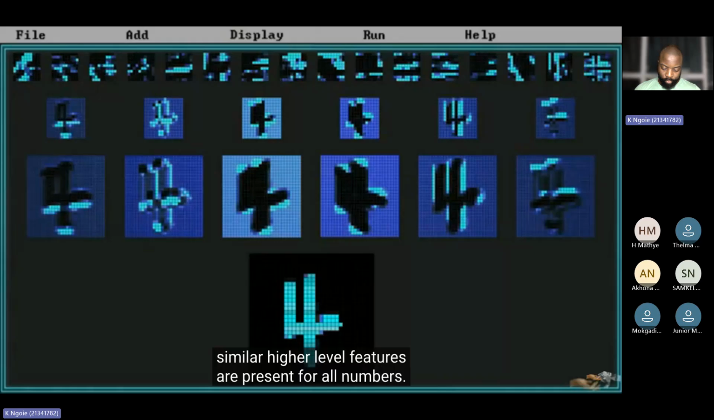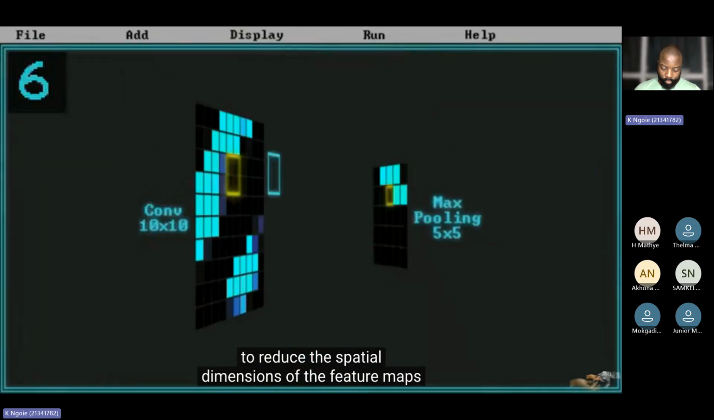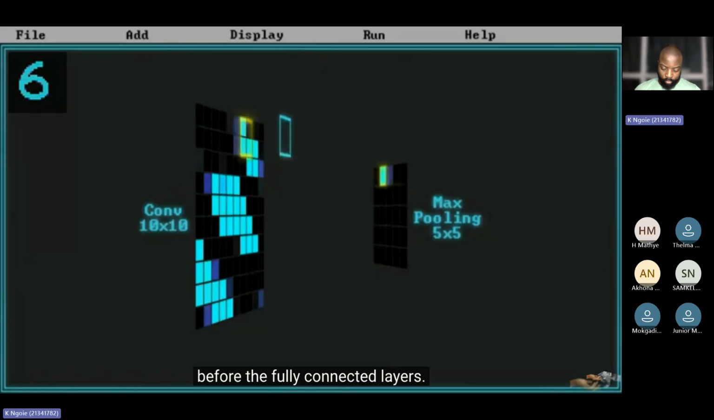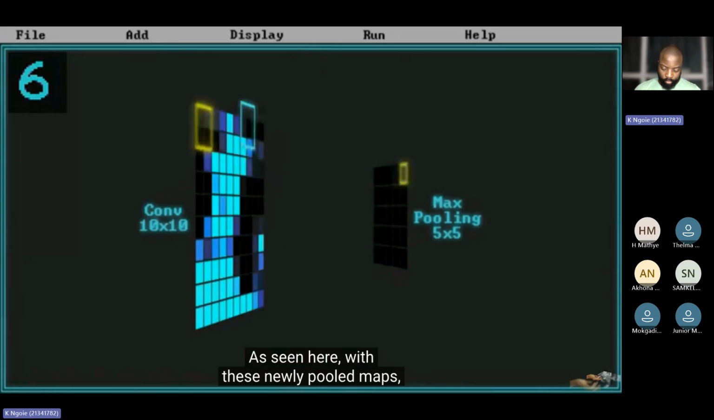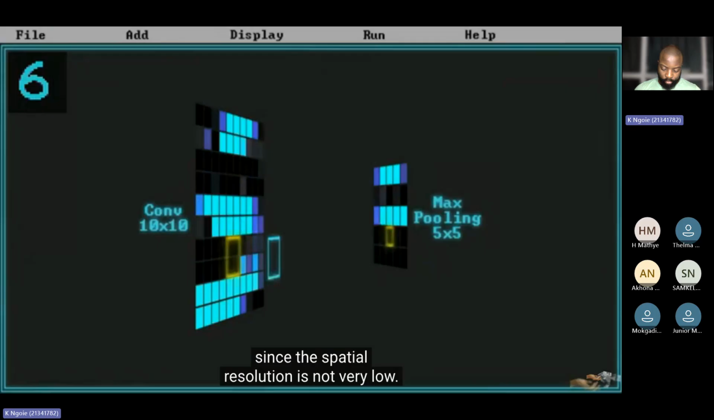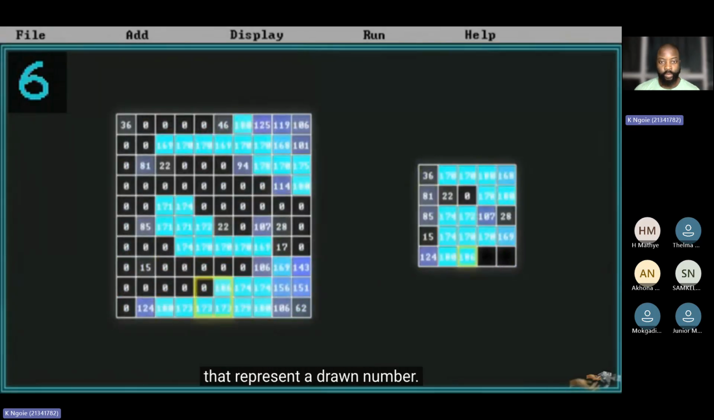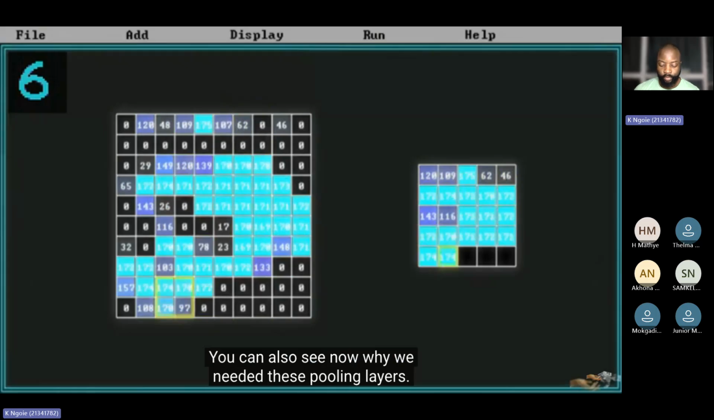Now, after this convolutional layer, just as before, there is another max pooling layer to reduce the spatial dimensions of the feature maps before the fully connected layers. As seen here, these newly pooled maps look a lot more random to the human eye, since the spatial resolution is now very low. However, to a computer, they are just the key points in a matrix that represent a drawn number. You can also see now why we needed these pooling layers.